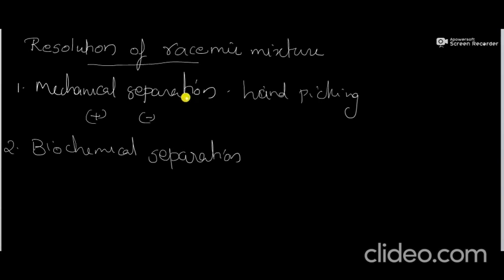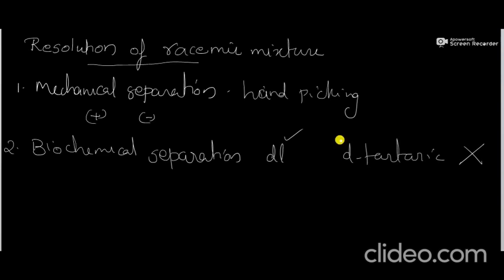For example, when a solution of DL-tartaric acid, that is a racemic mixture, is treated with the mold Penicillium glaucum, D-tartaric acid is selectively destroyed, leaving behind L-tartaric acid. We can separate L-tartaric acid from the solution.